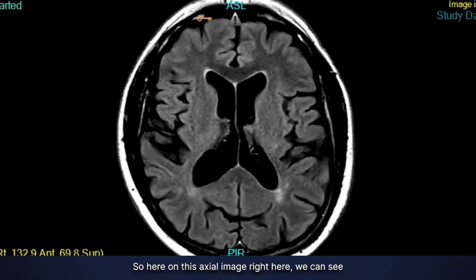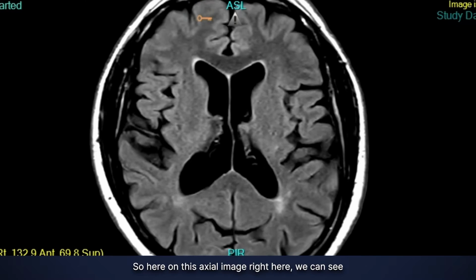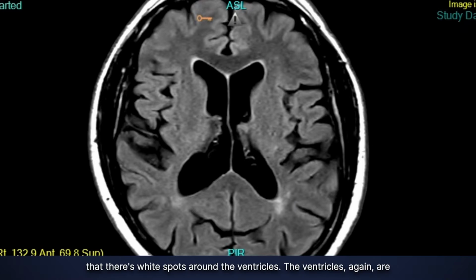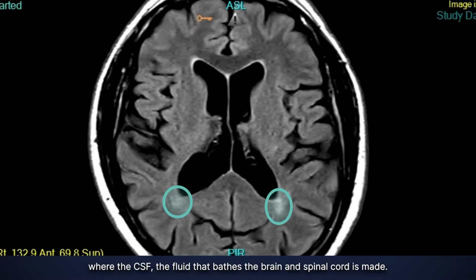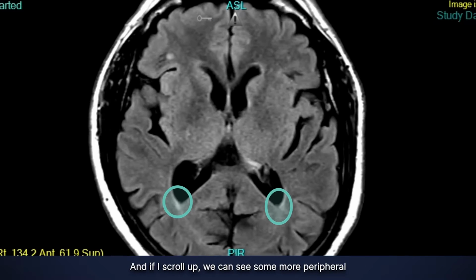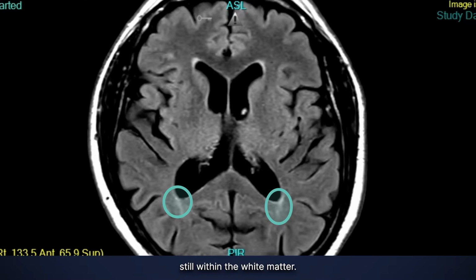So here, on this axial image right here, we can see that there's white spots around the ventricles. The ventricles, again, are where the CSF, the fluid that bathes the brain and spinal cord, is made. So we can see that they're bordering this posterior part on the left, also the posterior part on the right. And even if I scroll up, we can see some more peripheral still within the white matter. And again, there's kind of a laundry list of reasons why these can actually occur.